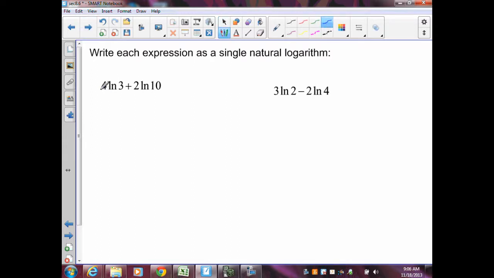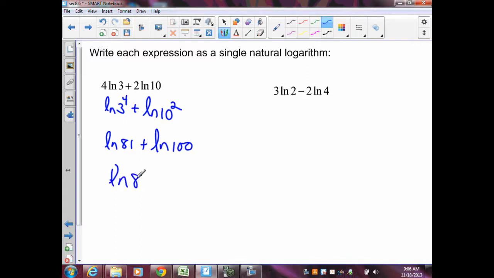The properties of logarithms all apply with natural logarithms. Therefore, here I'm going to have ln 3 to the 4th power plus ln 10 to the 2nd power. That's the power rule. Then I can simplify each natural logarithm. So ln 3 to the 4th power is going to give me 81, plus ln 10 squared is 100. And the sum tells me that I can use the product rule. Therefore, this will give me ln 81 times 100 is 8100.